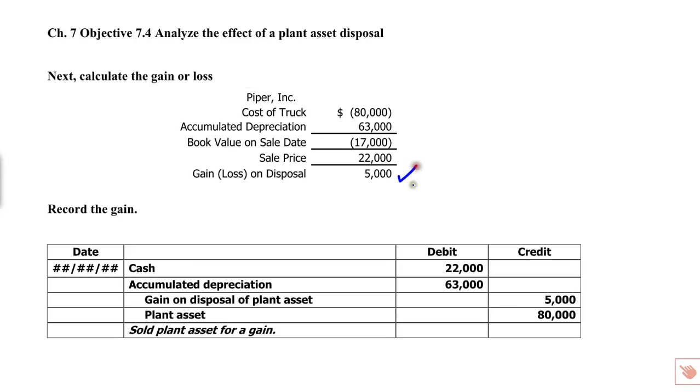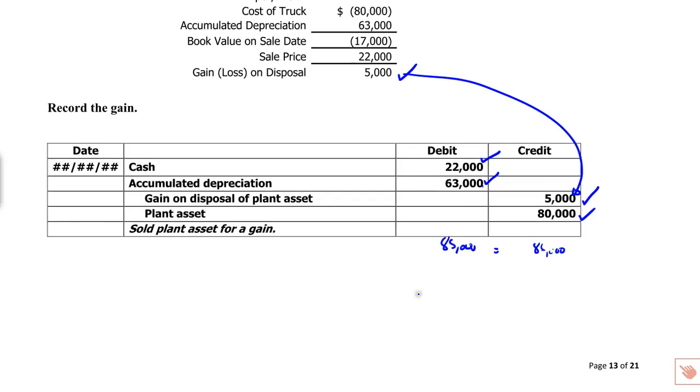So this is just repeated from before, and this gain goes right here. You received cash of 22, accumulated depreciation of 63, $80,000 cost of the plant asset you write off. So just to check, debits equal credits, and look at that. 85,000 equals 85,000. And that's your gain or loss.